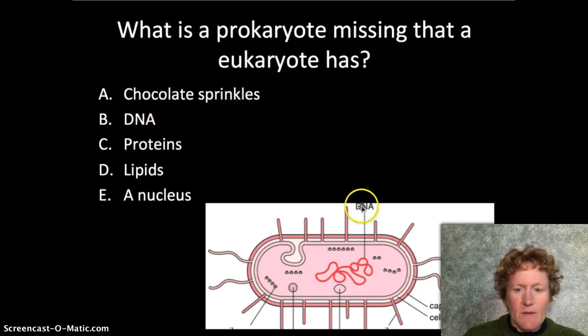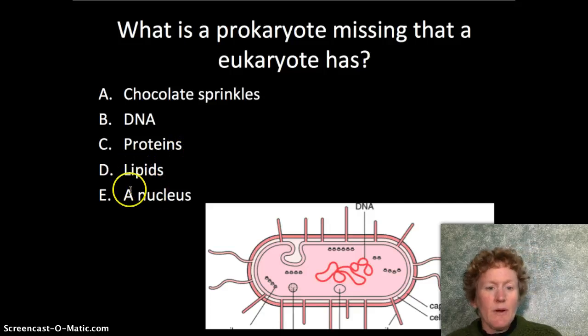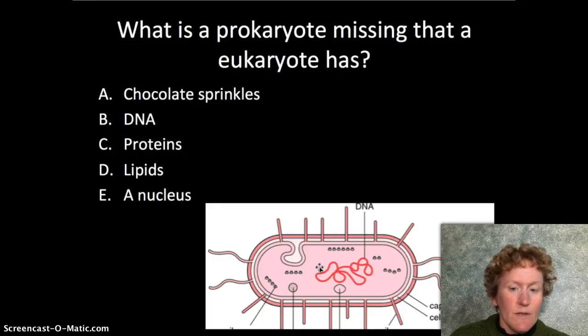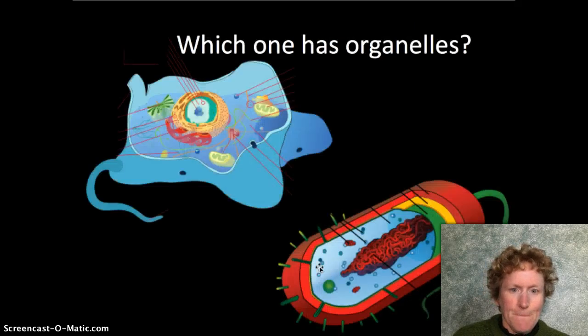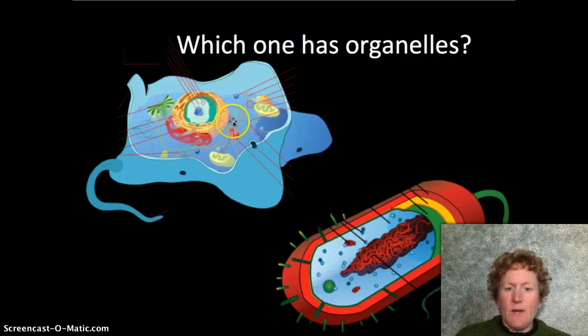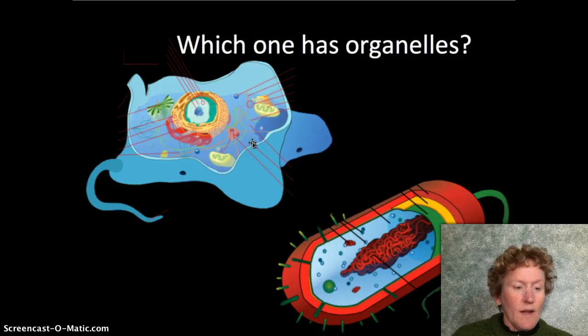Both of them have DNA. You can see DNA here in the prokaryote we're looking at. Both of them have proteins or they wouldn't exist. Prokaryotes have lipids, and what a prokaryote is missing is a nucleus. There's no center big glob in this bacteria cell. It's just kind of a mess in there. There are no organelles to organize it. So no nucleus, no organelles in a prokaryote. You can probably figure out which one has organelles. It's right here. The eukaryote, which is you and other animals, have organized cells that have a true nucleus.